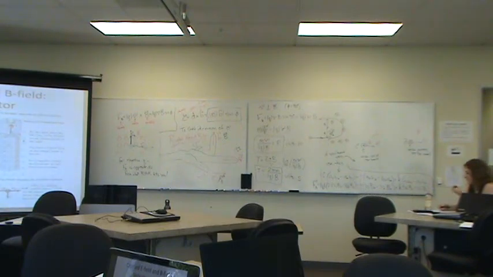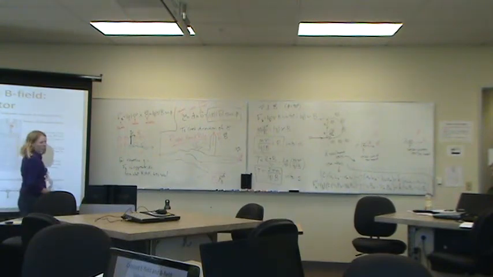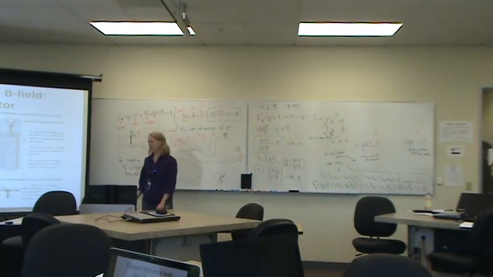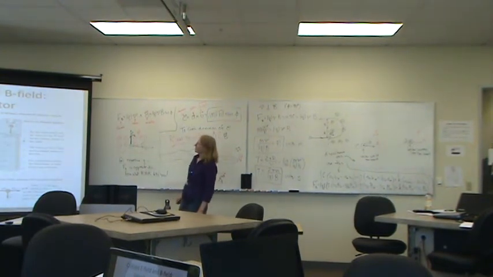No, let's see. Well, this equation says the velocity is just dependent on the E and B field. So maybe they only send a certain type of particle through. That must be.